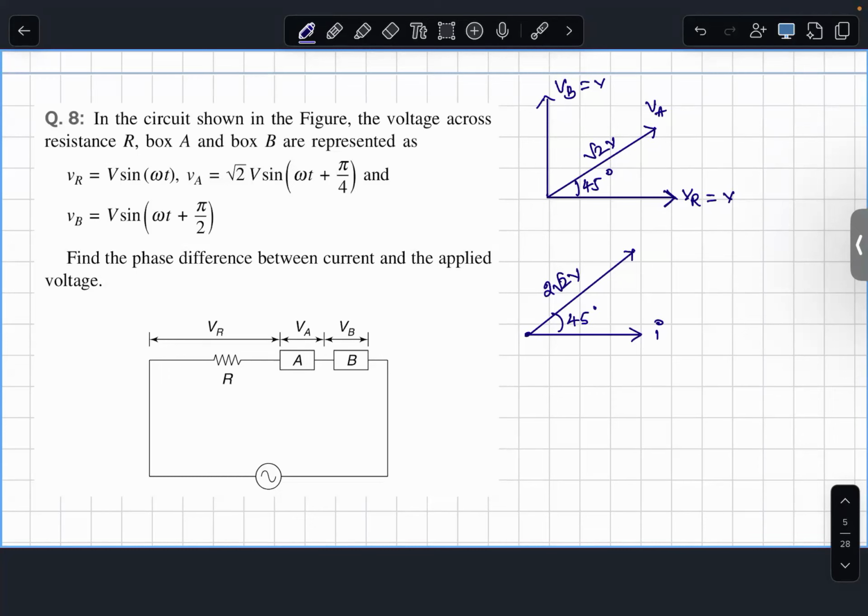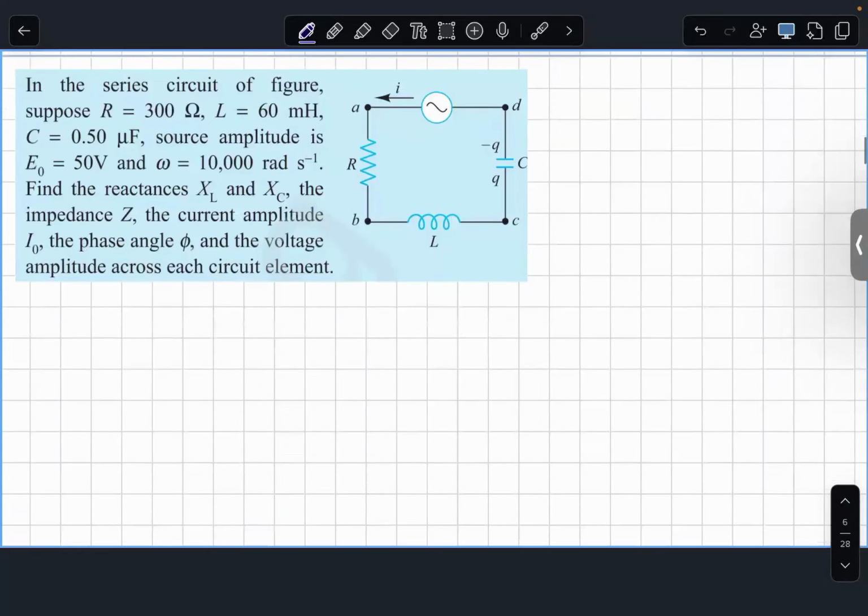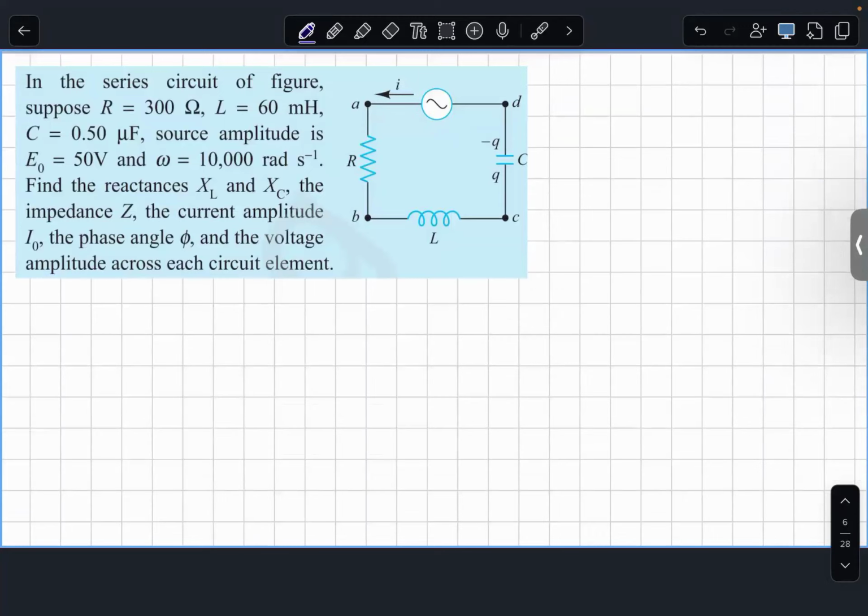Shall we go for the next question? Clear? In the series circuit of the figure, suppose R is equal to 300 ohms, L is equal to 60 millihenry, C is 0.5 microfarad, source amplitude is 50 volts, amplitude, not RMS. Omega is given.